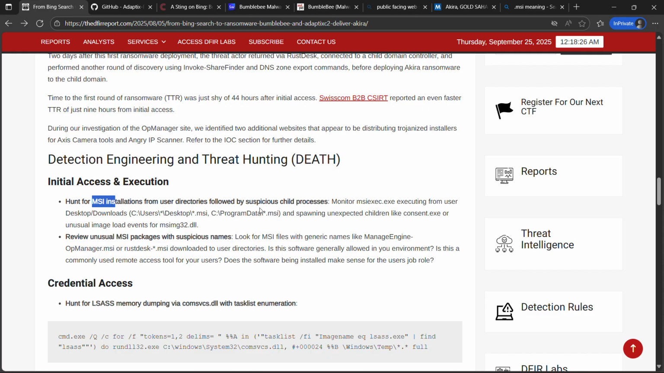User directories followed by... So basically, suspicious child processes are what you're looking for when you're looking at MSI installation. So this one I think is normal, right? This is the normal one. But if it spawns unexpected children like consent.exe, this is where you should be very wary.